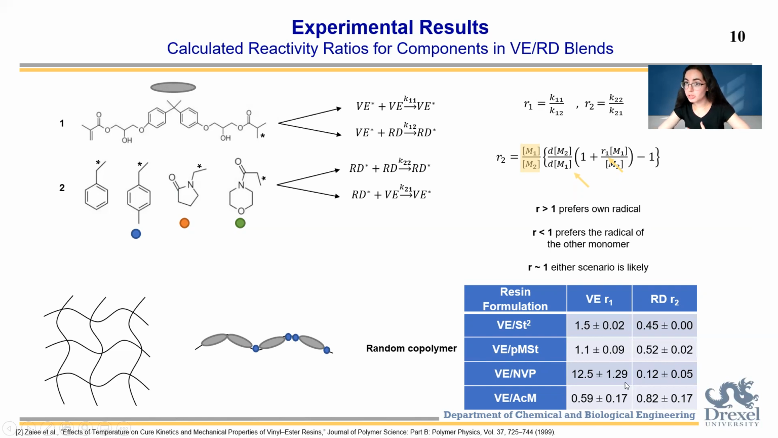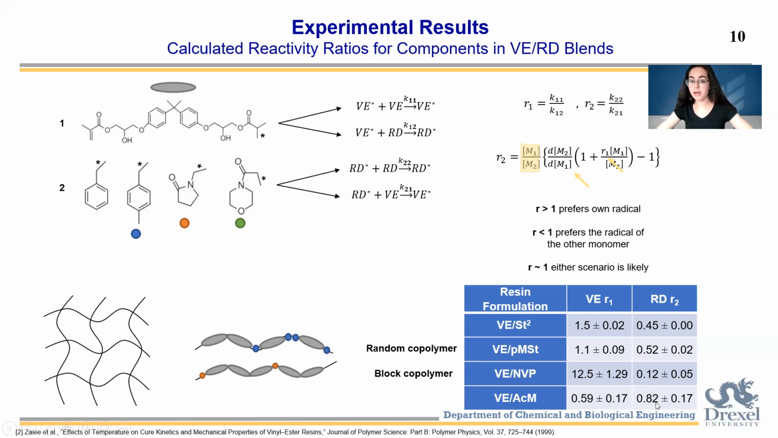NVP shows us a very different story. Vinyl ester monomers do not want to react very much with NVP monomers at all. And NVP monomers may want to transfer some radicals to vinyl ester monomers. This is a very small number. So it is also likely that it could be homopolymerizing as well. So this creates a block copolymer in which you have large blocks of vinyl ester and maybe some small NVP incorporated or dispersed throughout there.